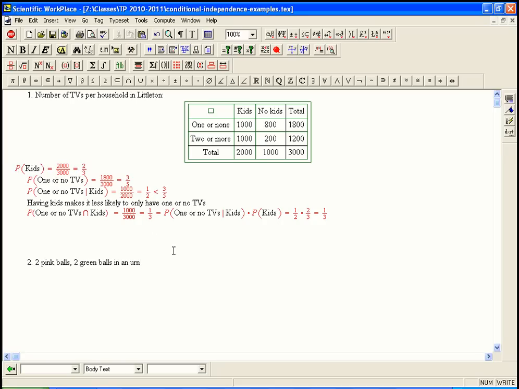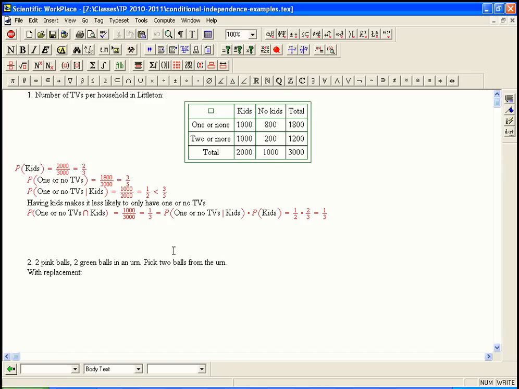I have 2 pink balls and 2 green balls in an urn, just like a little jar. They always call them urns in probability problems. And here's what I can do. I'm going to pick 2 balls from the urn, and there's 2 very different ways I could do it. Suppose it was without replacement. No, suppose it was with replacement. That's easier and simpler. I pick one, and I put it back, and then I pick the other one.